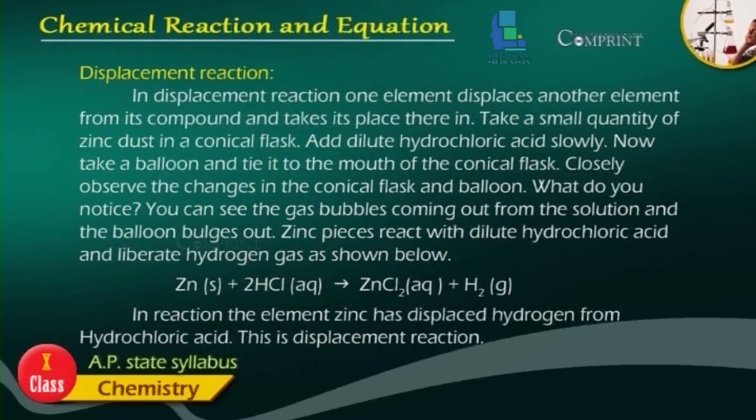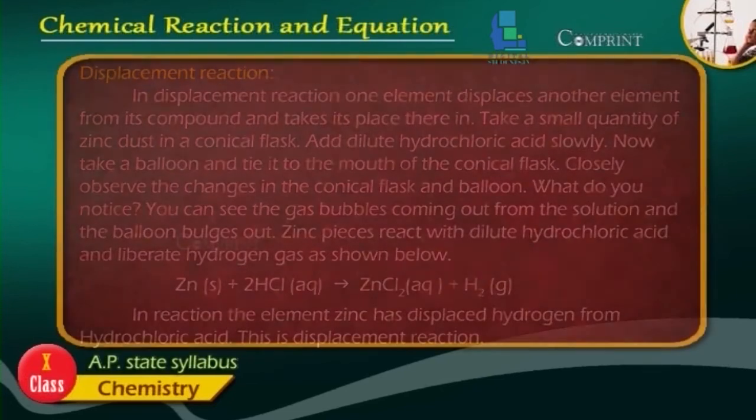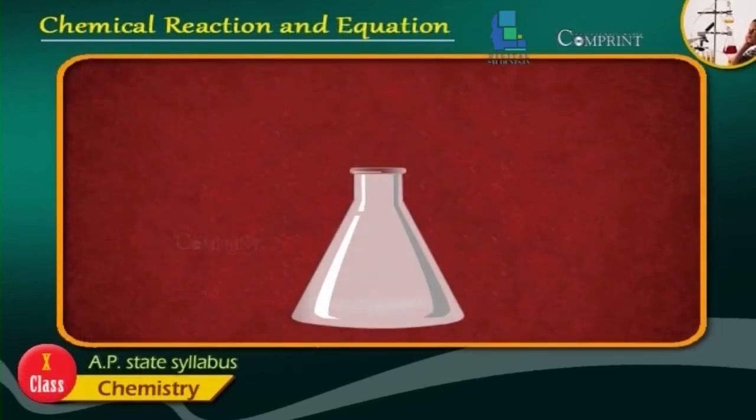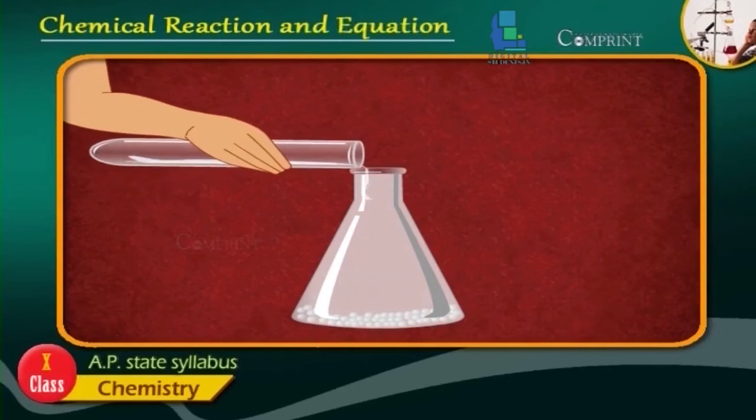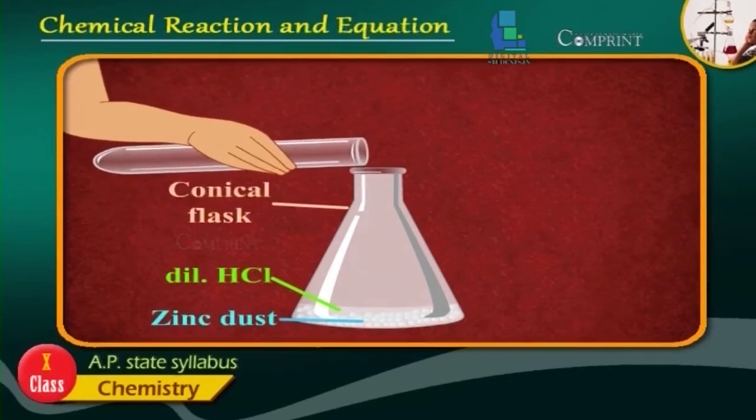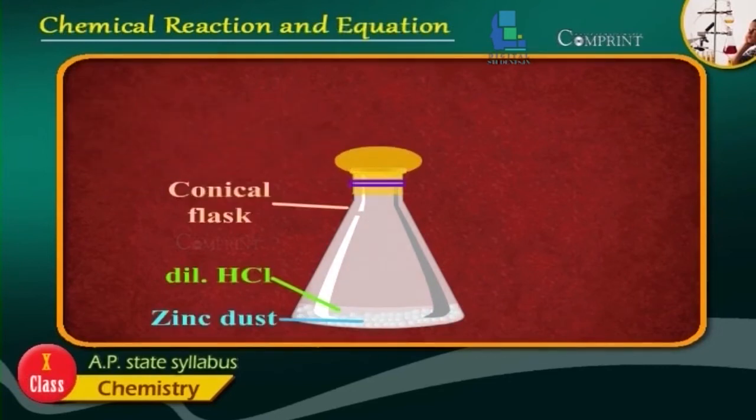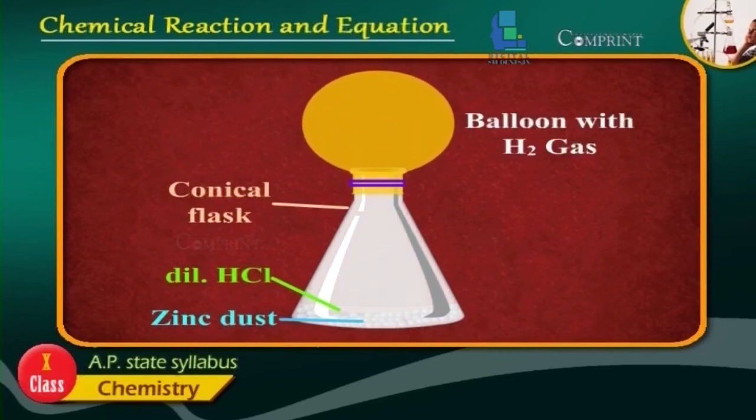Displacement reaction. In a displacement reaction, one element displaces another element from its compound and takes its place therein. Take a small quantity of zinc dust in a conical flask. Add dilute hydrochloric acid slowly. Now take a balloon and tie it to the mouth of the conical flask. Closely observe the changes in the conical flask and balloon.